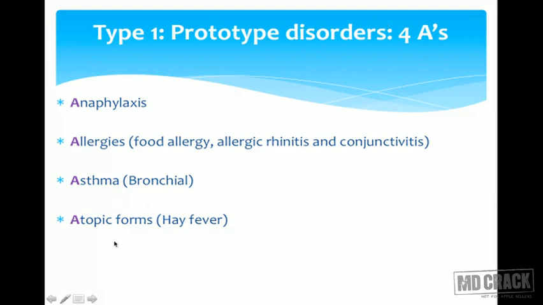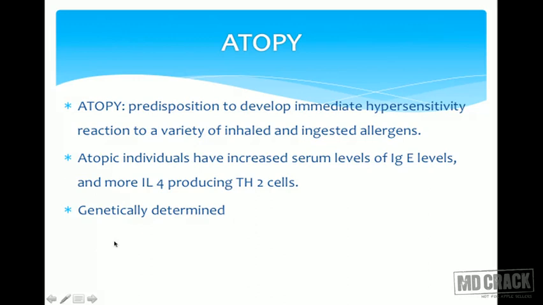Then atopic fever, nothing but hay fever. Atopic fever is again genetically determined. Here again an immediate hypersensitivity reaction occurs to a wide variety of inhaled or ingested allergens. The patients who are atopic will always have peripheral eosinophilia. If you estimate their serum IgE levels, it will always be very high. The AEC levels, absolute eosinophil count levels, will be very high in these patients.